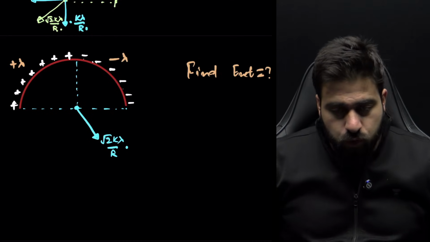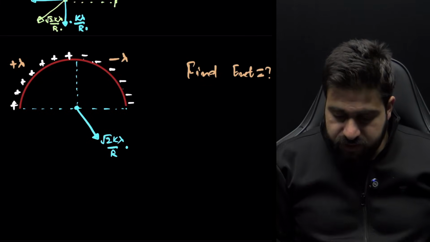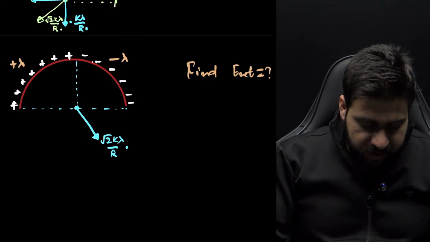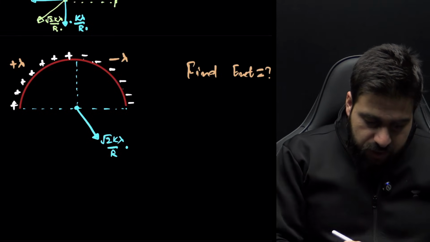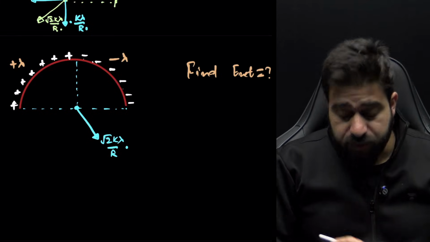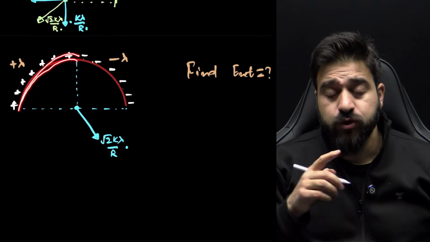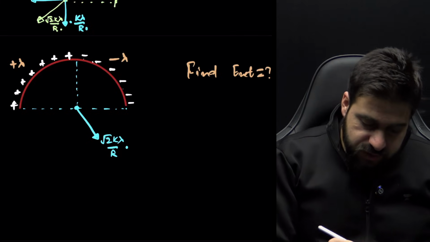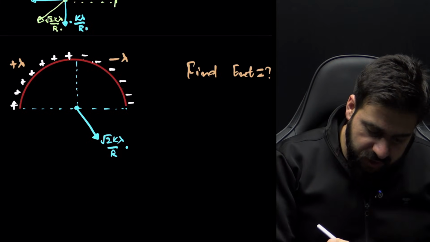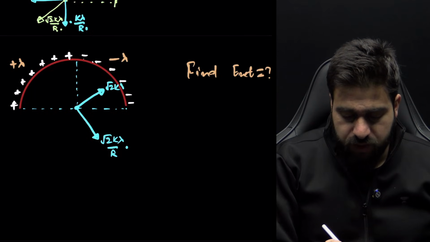It is root 2 K lambda by R. Now, my dear NEET aspirants, what I can say in this particular case is that this is away from the charge. Why is this away from the charge? Because this is a positively charged ring. Due to a positively charged ring, the electric field is away from the ring. Since due to this negatively charged ring, the electric field is towards the ring. And that is how much? Root 2 K lambda by R.